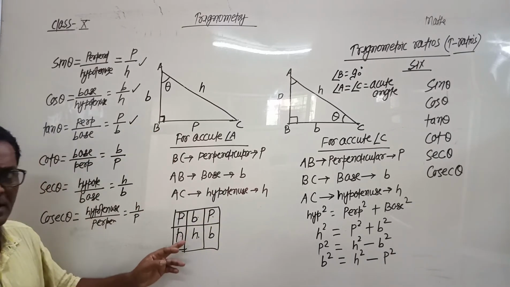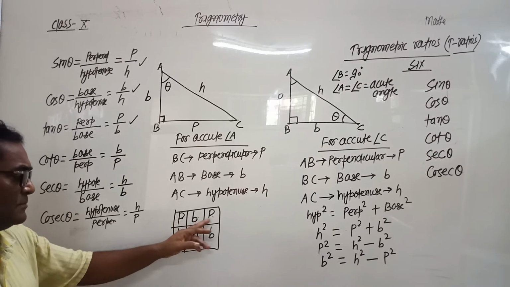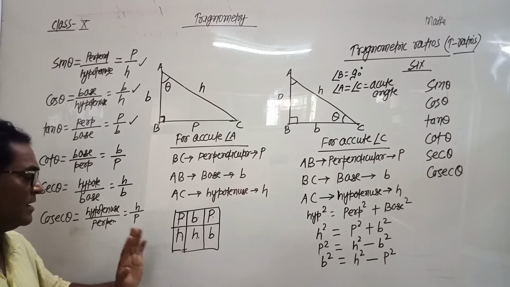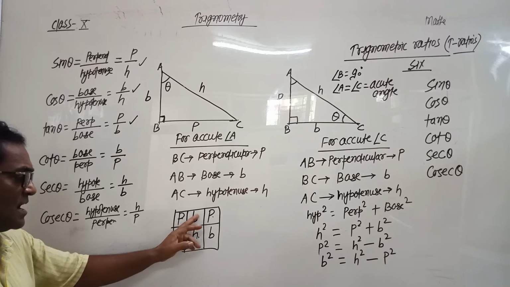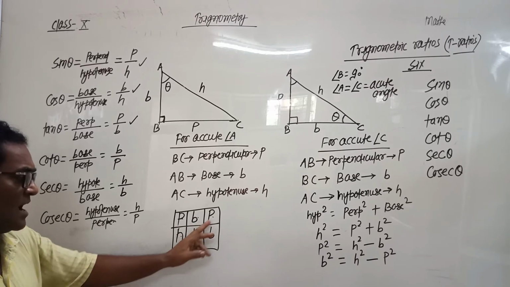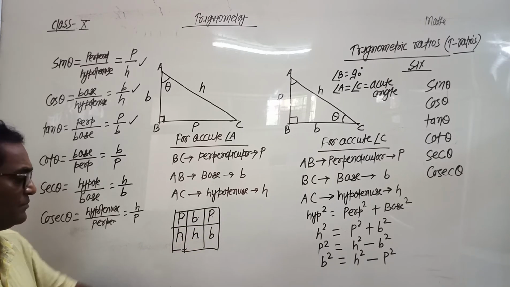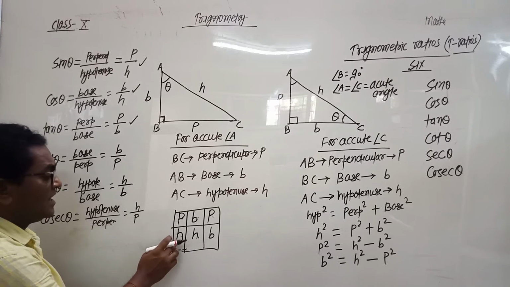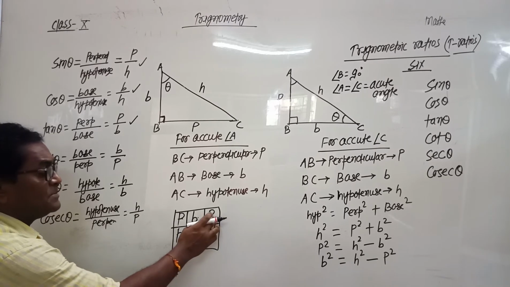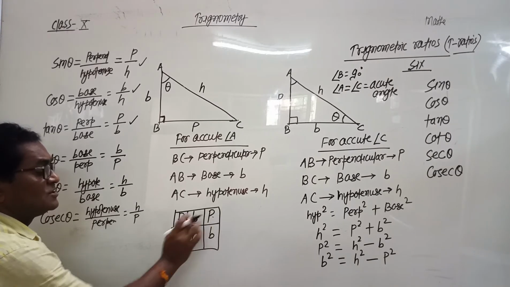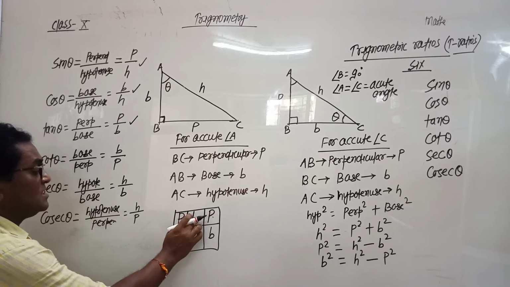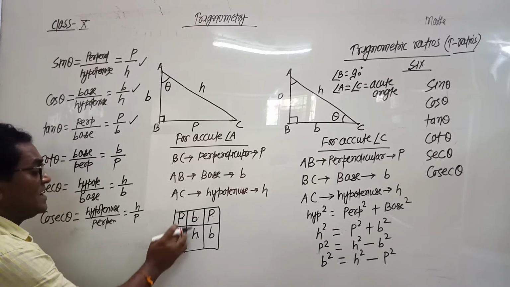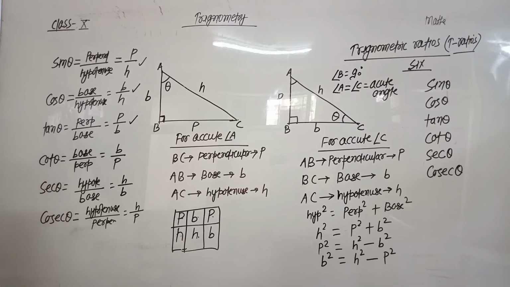So this you have to learn: Pandit Badri Prasad Har Har Bhole. P by H sin theta, B by H cos theta, and P by B tan theta. And its reciprocals: H by B by P. B by P is cot theta, H by B is sec theta, and H by P is cosec theta.